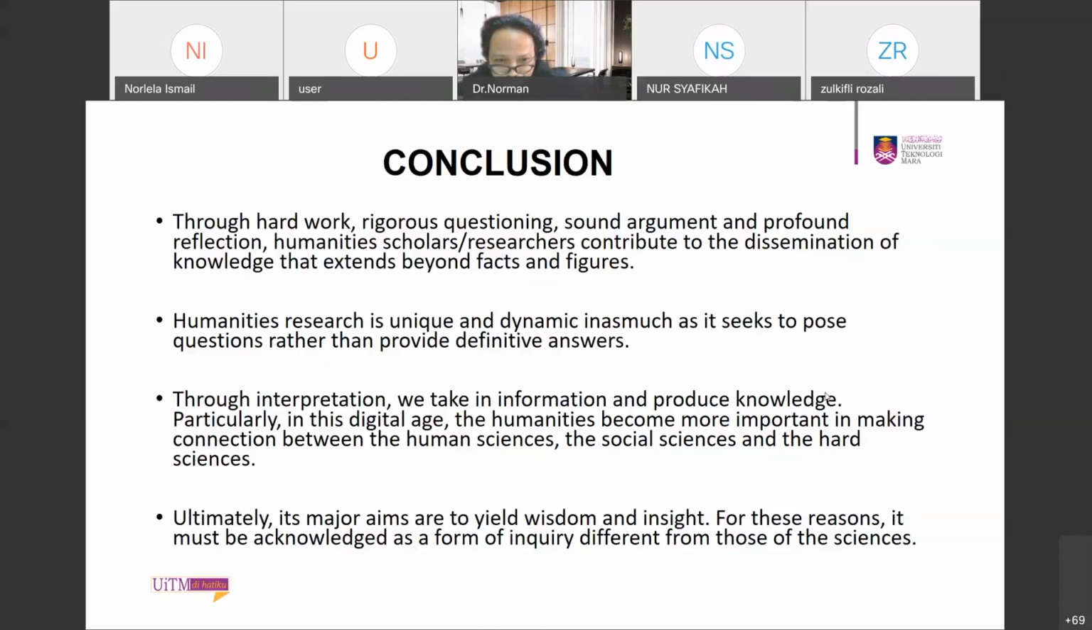Okay, next question, Dr. Norman, from Teku Intan. I studied endangered languages and was once asked, how is this beneficial to the modern society and economy? How would you answer that, Dr. Norman? Oh my God. Endangered languages. And how is this beneficial to the modern society?